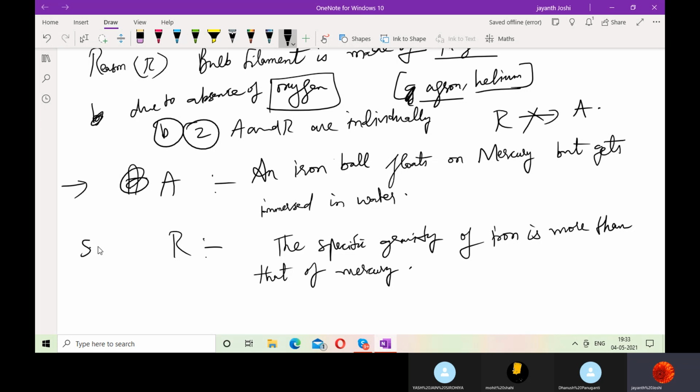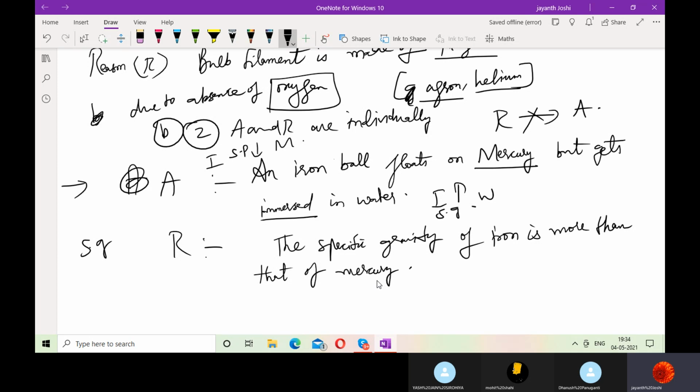Specific gravity is gravitational force, correct? If iron can float on mercury, definitely iron's specific gravity is less than mercury, correct? But if it is immersed in water, iron's specific gravity is more than water, and that's the reason why iron is heavy when you drop it in water, so it gets immersed. But when you drop it in mercury, which is thicker, iron's specific gravity is less there, so it floats. So the specific gravity of iron is more than that of mercury?